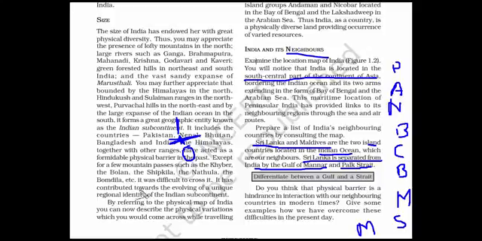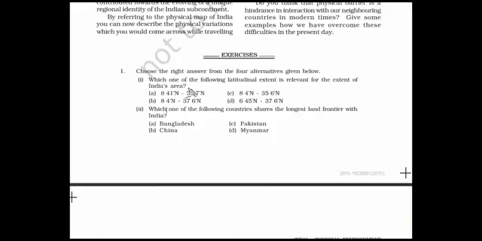So with this, we have come to an end of chapter 1. Let's answer some questions and see where we stand. Which one of the following latitudinal extent is relevant for the extent of India's area? So here they are talking about latitudinal. Latitudinal is nothing but horizontal line, and the vertical line is longitudinal. So the answer is B, 8.4 degree north to 37.6 degree north.